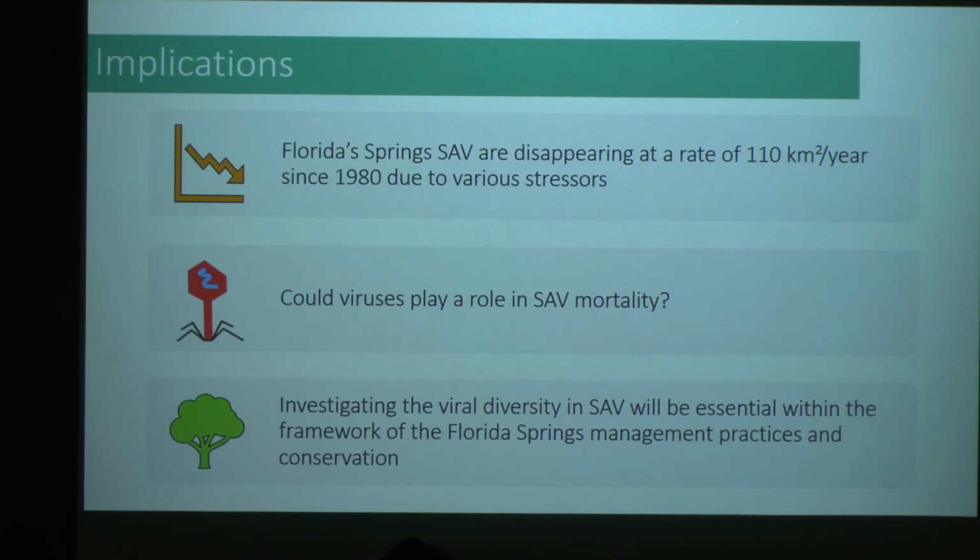The submerged aquatic vegetation in Florida Springs is decaying at a fast rate. We don't really know what role viruses are playing in their mortality, but hopefully by understanding this, we can better improve the health of the springs and maybe in the future improve management practices for the Florida Springs.